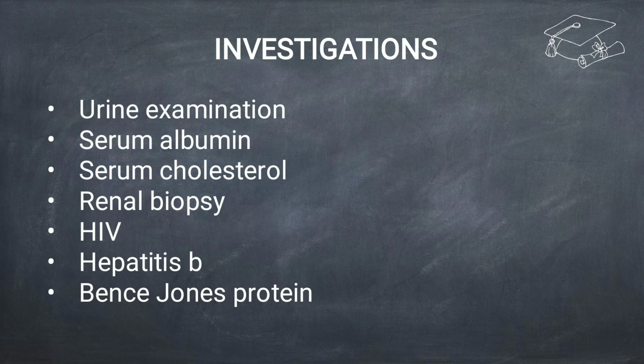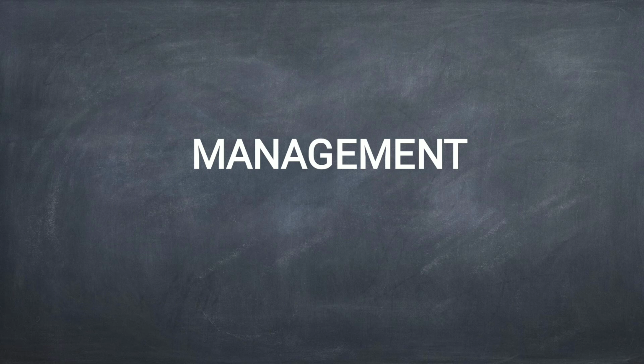Renal biopsy is not necessarily needed in all conditions, and then we'll do other investigations depending on the suspected cause. Like we have read in the causes, secondary causes can be infection, neoplasms, etc. So we try to rule out the infection. We can check for HIV, hepatitis B. And if you suspect neoplasm like Hodgkin's, you can do a Bence Jones protein test. So we'll get to know the cause.